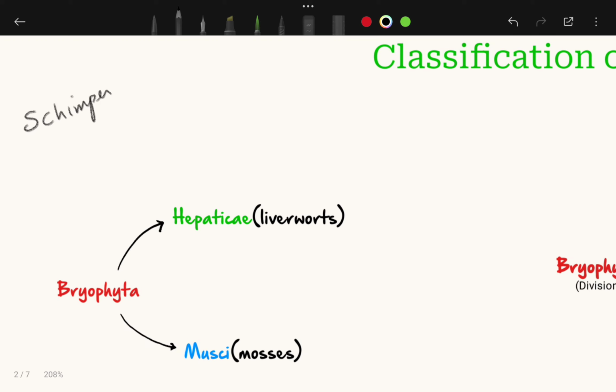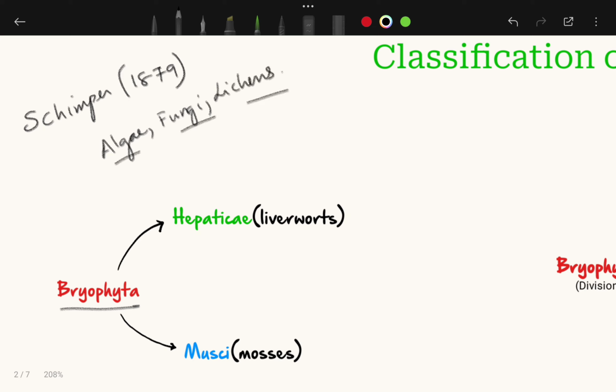Schimper in 1879 gave Bryophyta a new rank of division. Okay, so before 1879, bryophytes were included along with algae, fungi, and then lichens. Okay, so bryophytes were grouped together along with algae, fungi, and then lichens. But Schimper in 1879 gave Bryophyta a new rank of division.